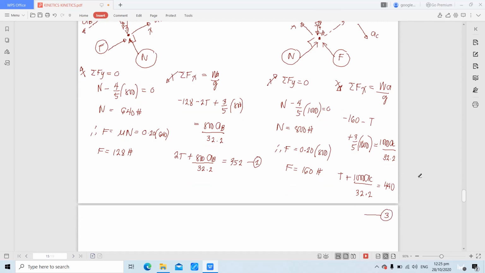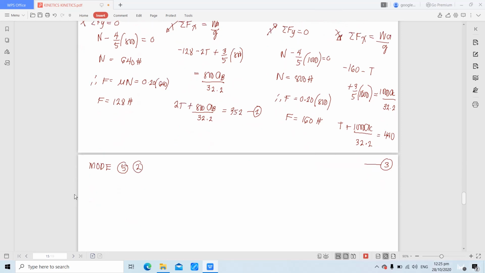Okay, so you have now equations 1, 2, and 3, and you have 3 unknowns: tension T, acceleration of B, and acceleration of C. So that is 3 equations, 3 unknowns. So using your calculator, mode 5.2, you can get our unknown parameters.